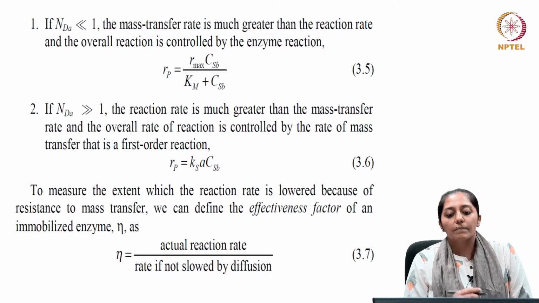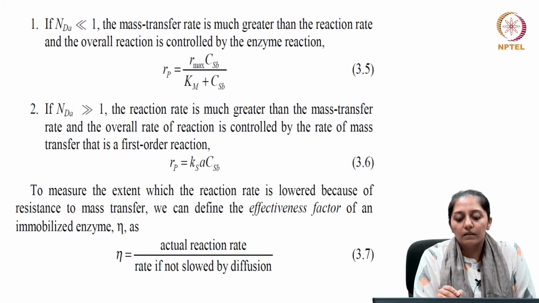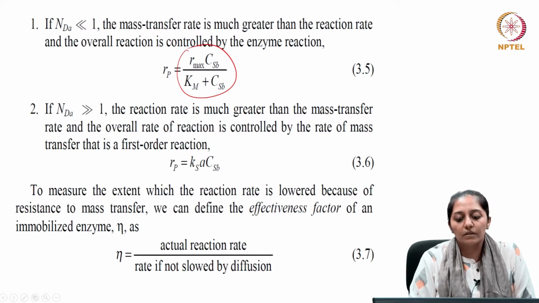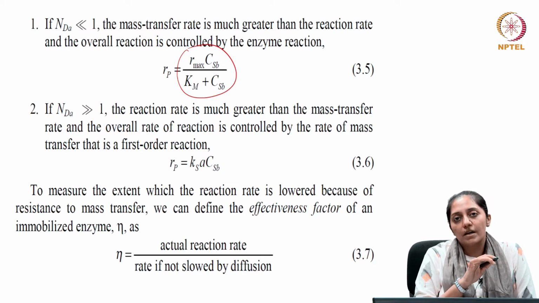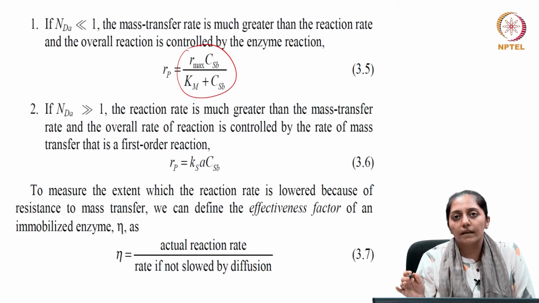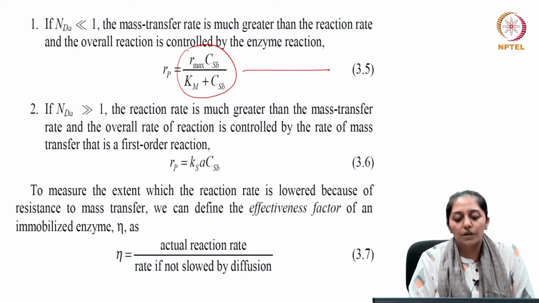Which means that mass transfer is much greater than the reaction rate, and therefore, the overall reaction would be controlled by the enzyme reaction rate. So, then the reaction rate is given in the form of the Michaelis-Menten equation. Now, because the mass transfer is taking place very fast, there are no mass transfer limitations. So, then what reaches the surface of the immobilized particle would be equal to the bulk concentration, and the bulk concentration of the substrate is what is participating in the enzymatic reaction. So, the enzymatic reaction rate can then be given as equation 3.5.